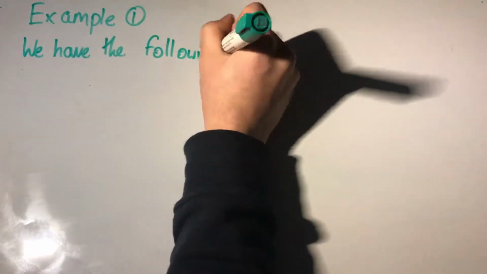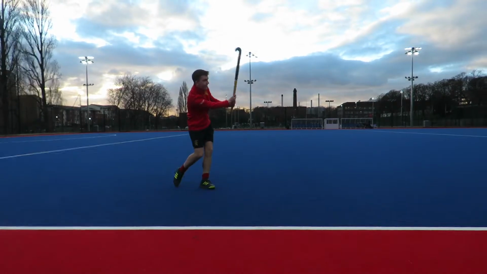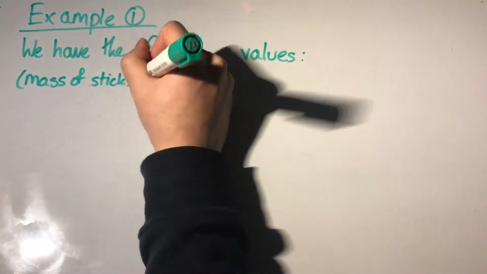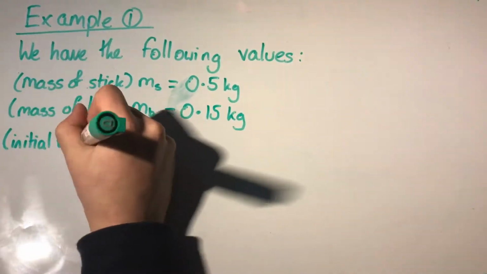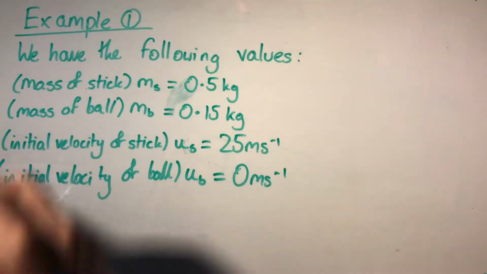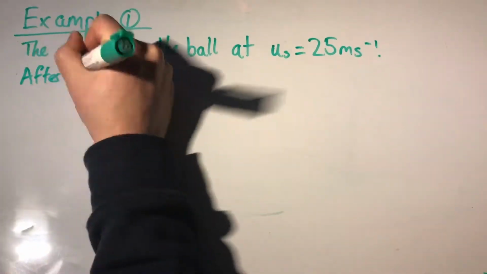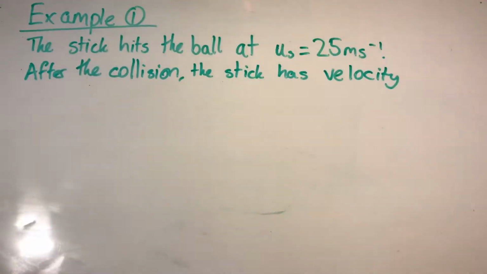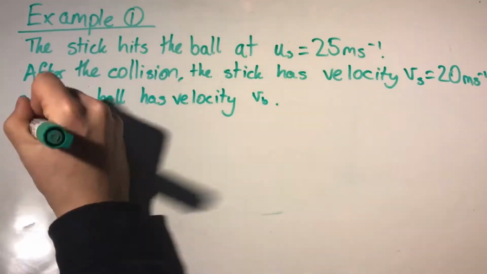We now look at our first example in which a player is hitting a stationary ball. We are given the following values. The mass of the stick is 0.5 kilograms, the mass of the ball is 0.15 kilograms, the initial velocity of the stick is 25 meters per second, and the initial velocity of the hockey ball is 0 meters per second as it's at rest. After this collision between the hockey ball and the stick, the stick has velocity 20 meters per second, and the ball has velocity v subscript b, and it's our job now to find out what vb is.